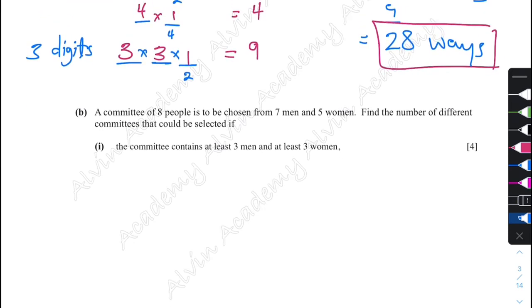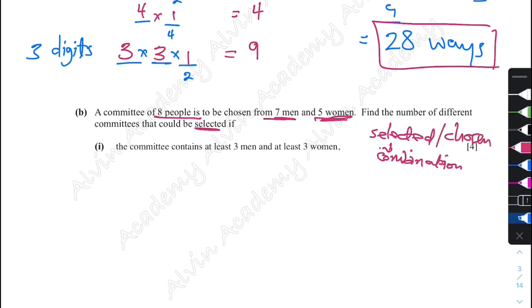It says that a committee of 8 people is to be chosen from 7 men, 5 women. Find the number of different committees that could be selected. That's the keyword, selected. Now, when you see selected, you should know that the question is going to be about combination. Sometimes you do not see selected, you see chosen. It's all about combination. All right, so we are going to apply combination.